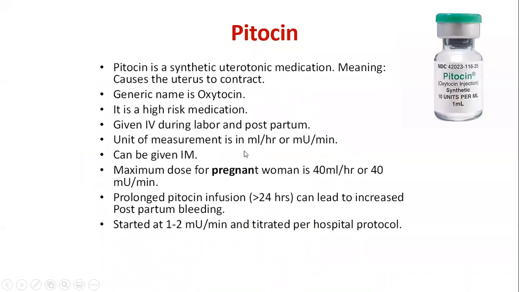Here we are going to focus a little bit more on Pitocin. Particularly, Pitocin is a synthetic uterotonic medication, meaning it causes the uterus to contract. If you ask me when we use Pitocin, Pitocin is a synthetic version of the naturally produced hormone oxytocin. So the generic name is oxytocin.